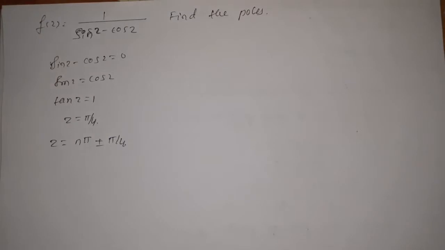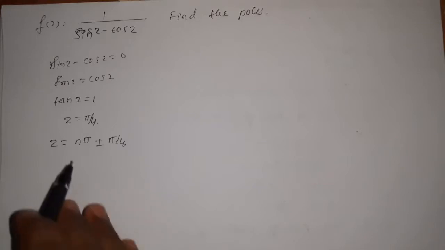Since tan is positive in the first and third quadrant, we can write that as n pi plus or minus pi by 4, because if we put n equal to 1, that will be pi. Pi plus theta means that will come in the third quadrant, and in that quadrant tan is positive. So therefore tan of pi plus pi by 4 is 1, tan of 2 pi plus pi by 4, tan of 3 pi plus pi by 4, 4 pi plus pi by 4, and so on.